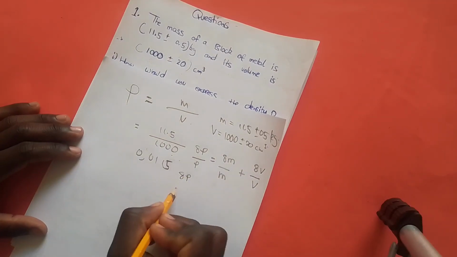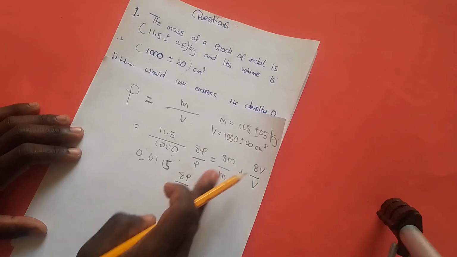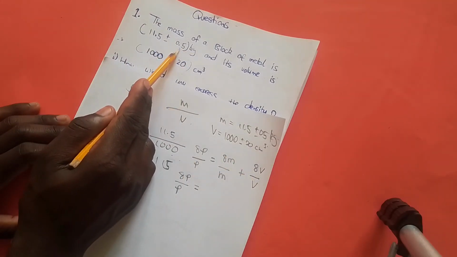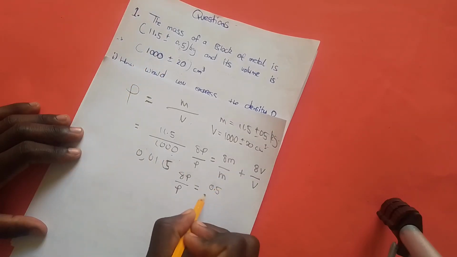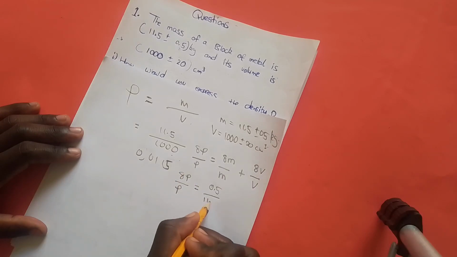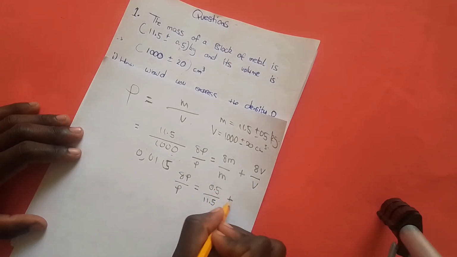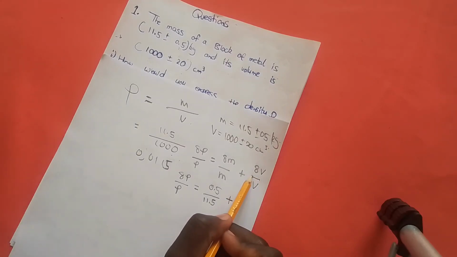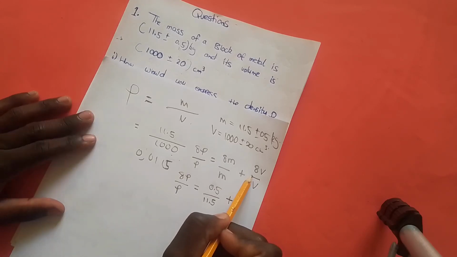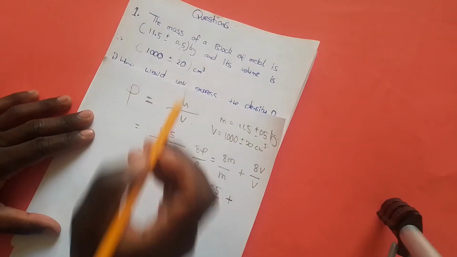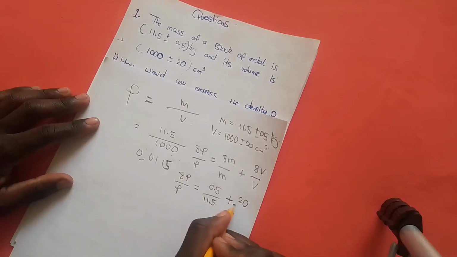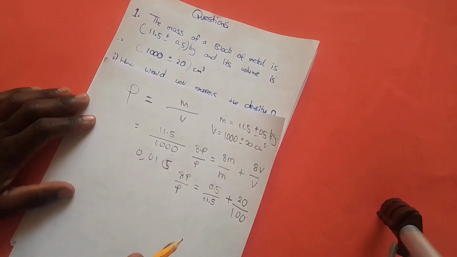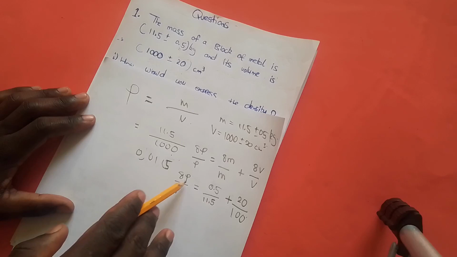So the uncertainty in rho over rho will be equal to, what is the uncertainty in the mass? The uncertainty in the mass is 0.5. This is the absolute error. The absolute error in the mass is 0.5 over the mass, 11.5, plus the absolute error in V, which is 20, over V, the volume, which is 1000. Saying uncertainty or absolute error is one and the same thing. So this is the fractional error in rho.